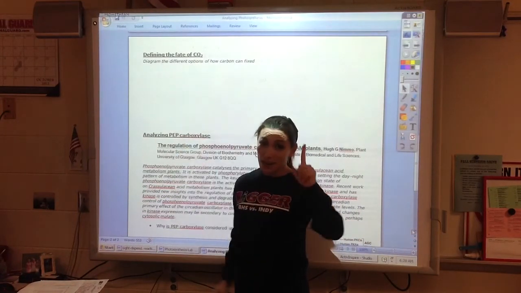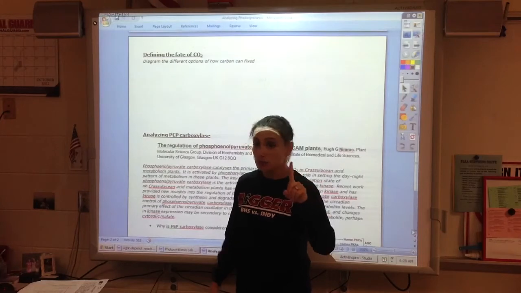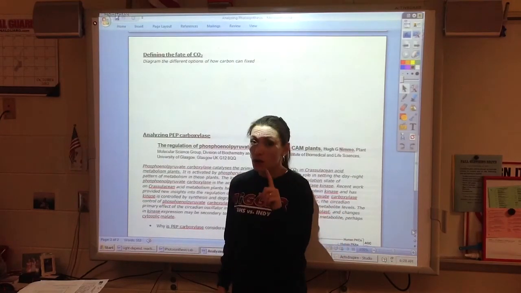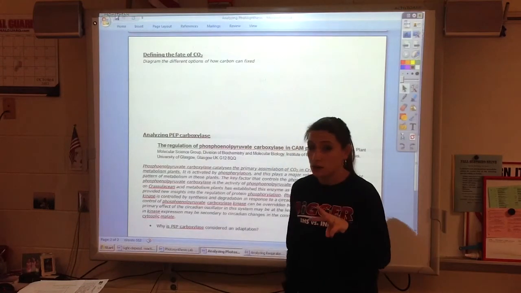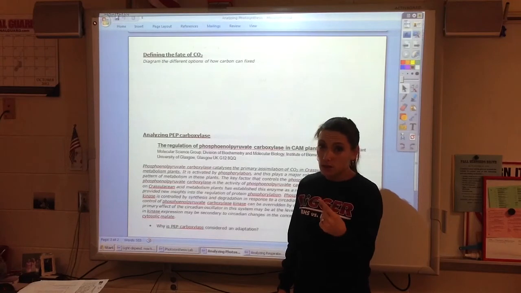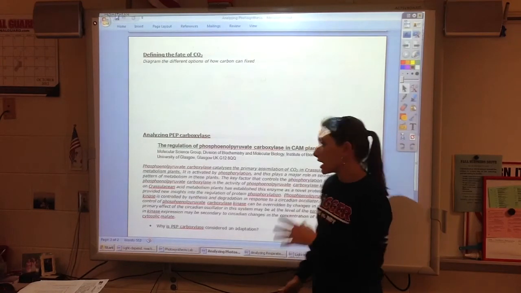So the main option we know is the Calvin cycle, right? We know that the Calvin cycle will fix carbon, but we also know 2 other strategies to fix carbon. So we want to be able to describe the Calvin cycle, but we also want to be able to describe C4 plants and CAM and how they're different.